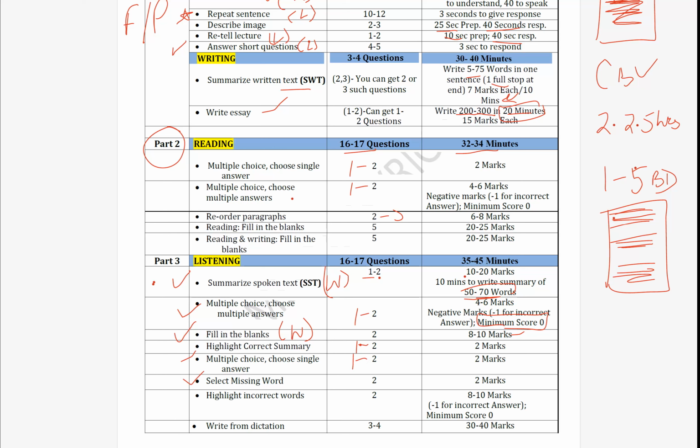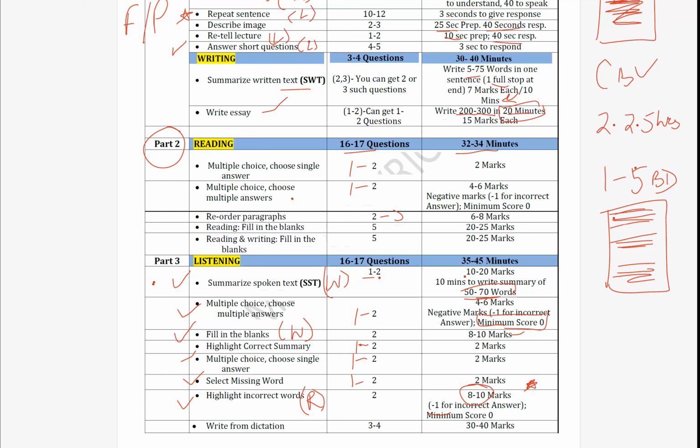Select missing word, 1 or 2 marks. This is quite a different question. We will discuss this in detail when we do a detailed video for listening. And highlight incorrect words. So this is the third most important question type. It affects your reading score. Those who don't know, it's important. You will definitely get 2 questions, and it's worth 8 to 10 marks. Therefore, it's quite important, and there is negative marking for every incorrect answer. Okay, but the minimum you will get is 0, so you'll never get minus for the next question.